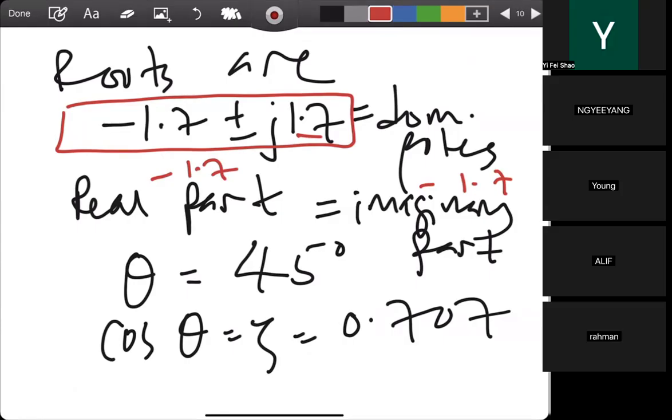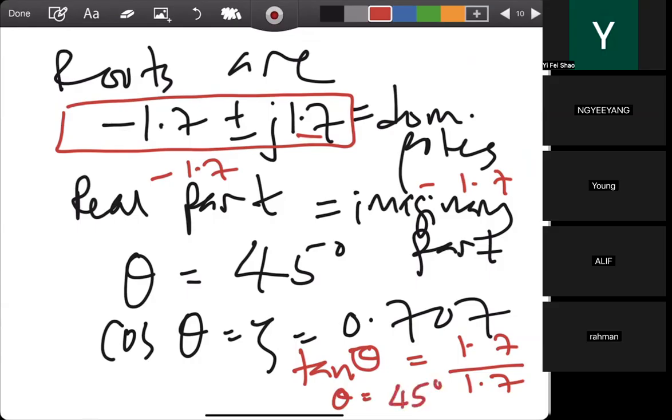If you don't trust me, tangent theta is equal to 1.7 divided by 1.7. Theta equal to 45 degrees. The real part and imaginary part are the same.